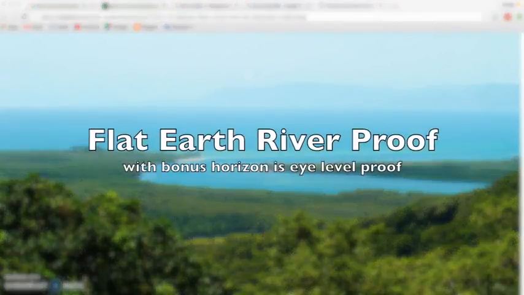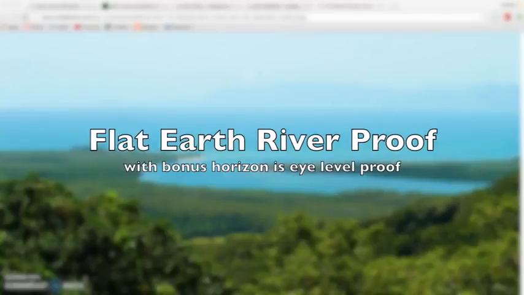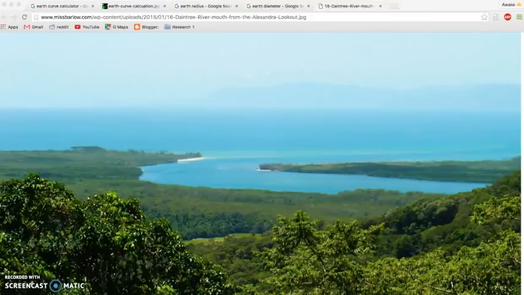So what I'd like to do is share with you all my favorite flat earth proof, and that is rivers. Rivers prove that we're on a flat earth and not on a ball, and I'm going to show you how that is. One of the neat attributes about a river is that water flows downhill. So this is a rule that really can't be broken. Water does not flow uphill, it flows downhill.